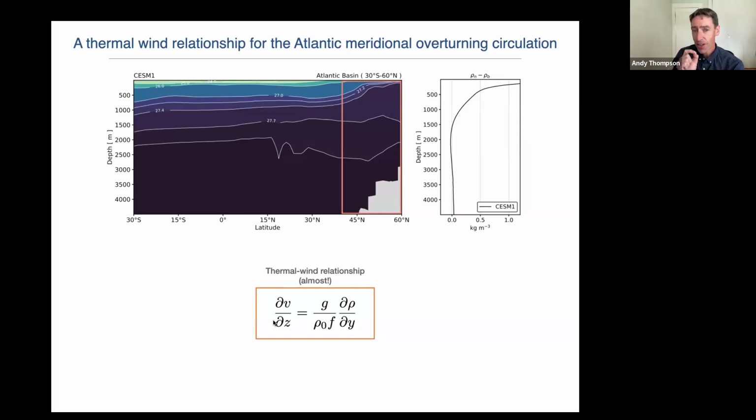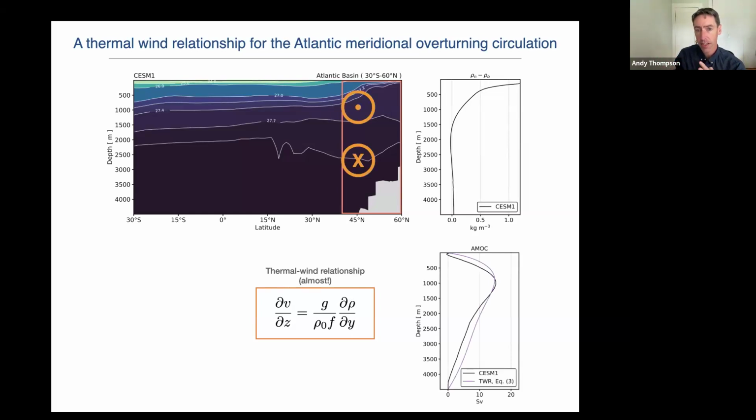Now, what I've written down here looks almost like the thermal wind relationship, but there's something wrong here because we know if we're thinking about a north-south density difference, thermal wind would tell us this is related not to a north-south velocity or meridional velocity, but rather to the zonal velocity. We would expect an upper ocean flow that's eastward and a deep ocean flow that is to the west.